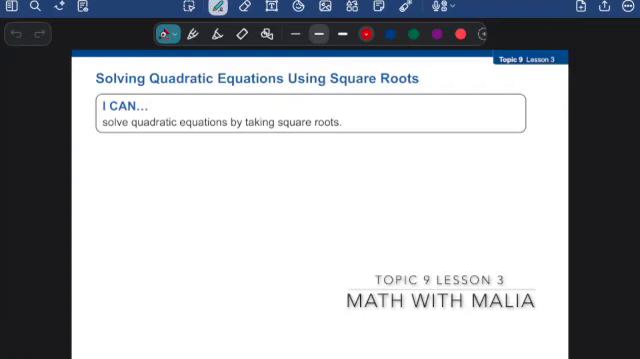Today we're doing Savvas enVision Algebra 1, Topic 9, Lesson 3, Solving Quadratic Equations Using Square Roots. After this lesson, you'll be able to solve quadratic equations by taking the square root of both sides.